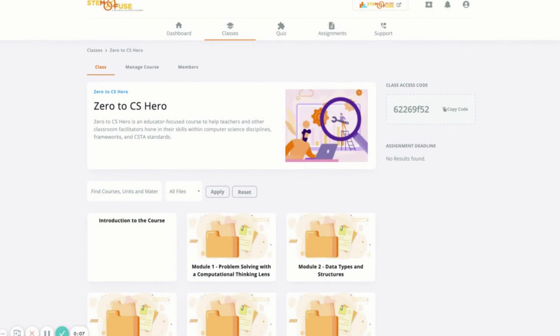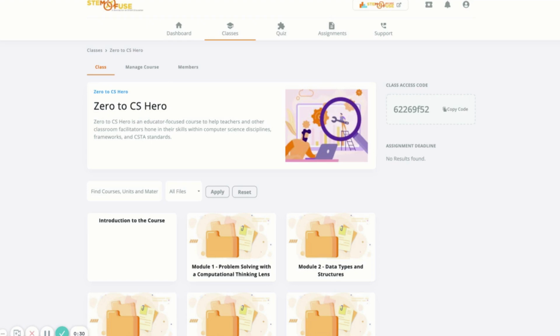We've created our Zero to Computer Science Hero course to help teachers and classroom facilitators really hone in on their skills within the computer science disciplines and take a high level as well as an interactive approach to learning the different frameworks according to the Computer Science Teacher Association standards.